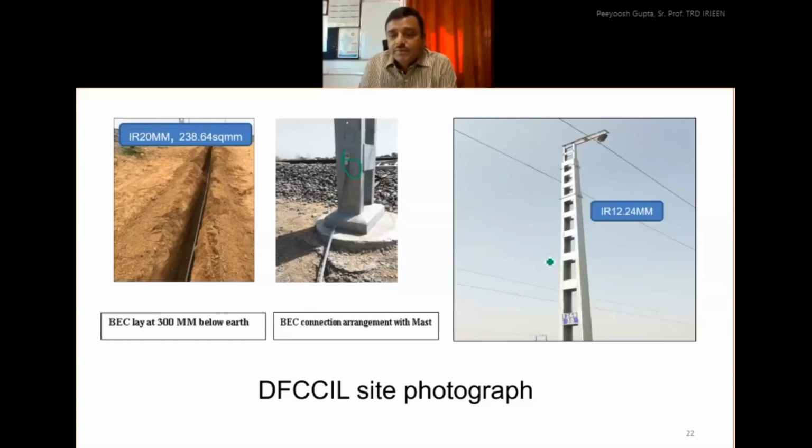Now on the rightmost side picture, you are able to see how the aerial earth conductor is being laid and the feeder wire.